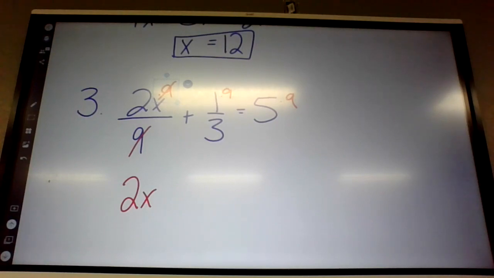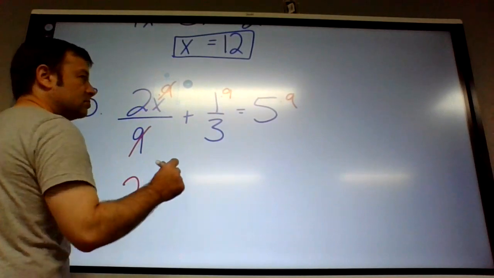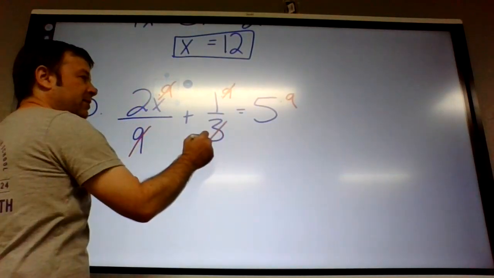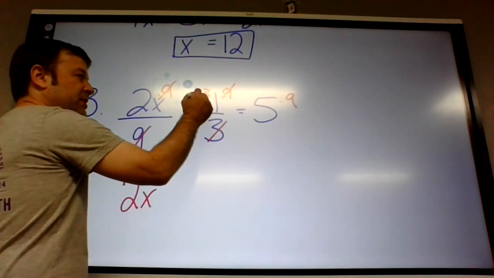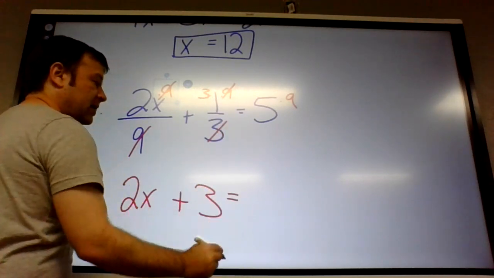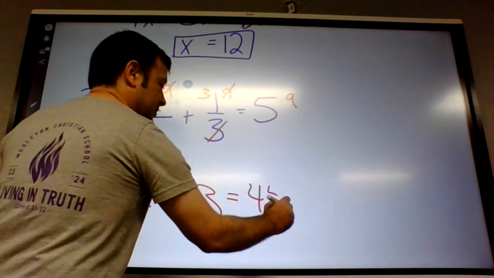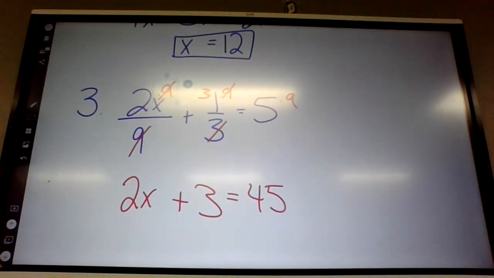Avery, how about the second term? What's that going to turn into? 3. Yes. 9 divided by 3 is 3. 3 times 1 is still 3, so that's just a 3. And what's the over here going to turn into? 45. Okay. Now see how much easier that looks?